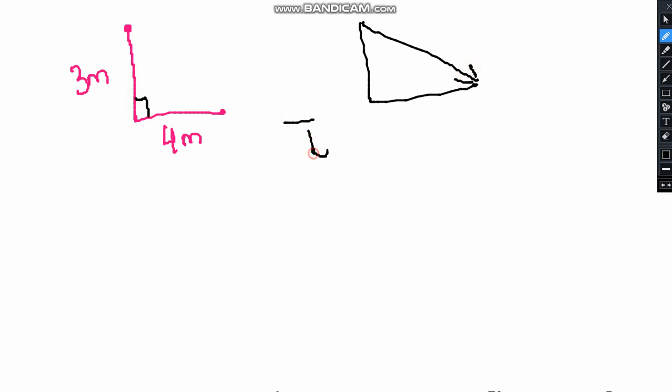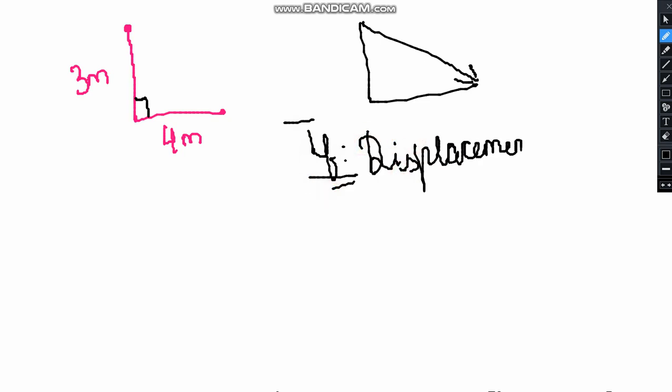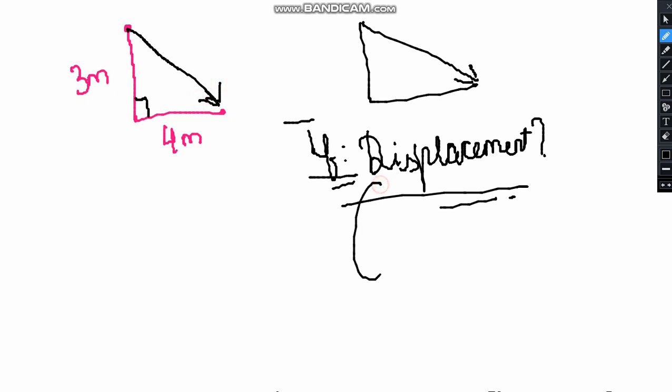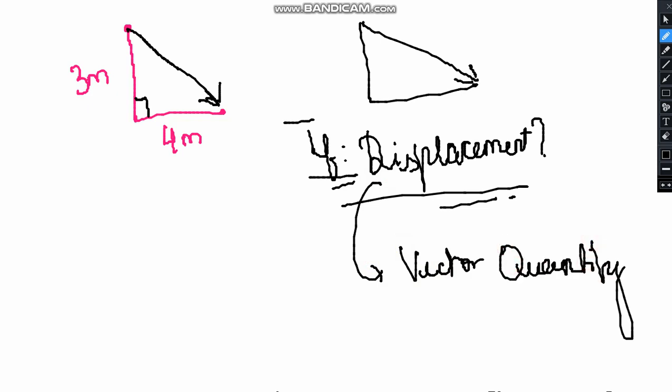So to find the displacement, here they are just asking us to find the displacement. So the displacement here would be this arrow. Why are we putting an arrow? Because displacement is a vector quantity. I think soon the video for vectors will also be uploaded on this YouTube channel.